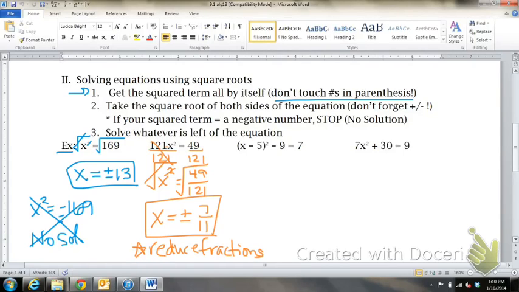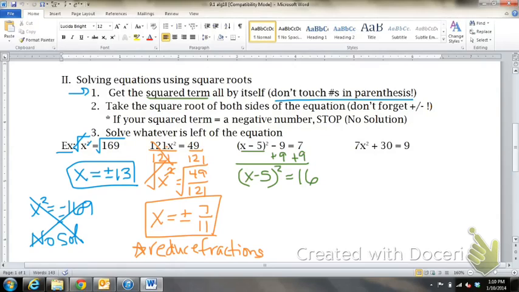And the next one, now I've got parentheses, so it's going to get a little more involved. But the parentheses are what's being squared. So I want to get the squared term all by itself, which means I need to get the parentheses by itself. So I'm going to move that minus 9 by adding 9. x minus 5, keep the parentheses, squared, equals 7 plus 9 is 16.